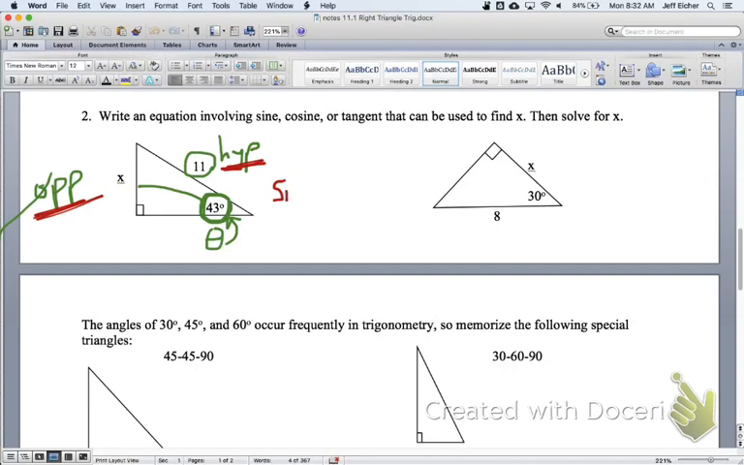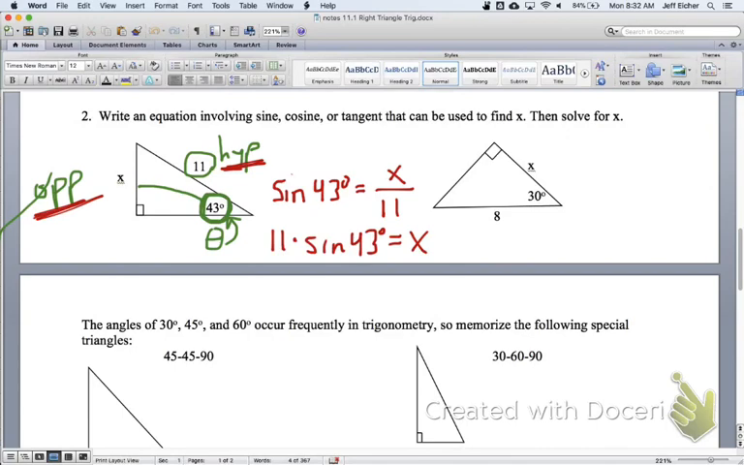You'd want to write the equation as sine 43 degrees equals the opposite, which is x, over the hypotenuse, which is 11. Now to solve this, sine 43 is just some number on your calculator. Make sure you can find the sine button on your calculator. You probably already know where it is. But we're going to multiply both sides by 11 to move this 11. So this will be 11 times sine 43 degrees equals x.